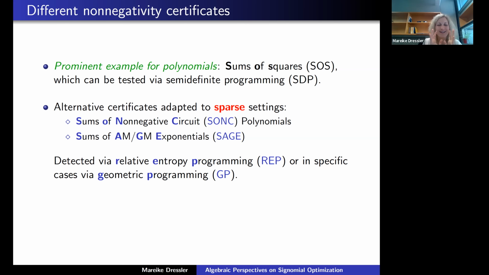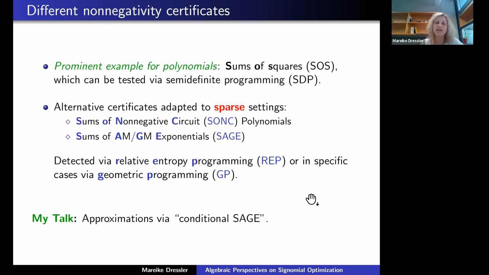So these are, again, inner approximations of our cone of interest, where we can test membership via these two specific convex optimization problems. And what we want to do today is find an approximation, such a conic approximation, via so-called conditional SAGE. So we take the SAGE and condition it a little bit.